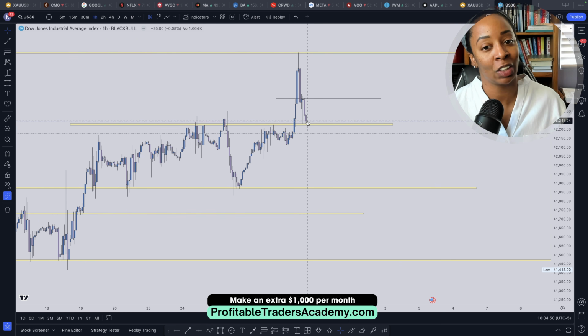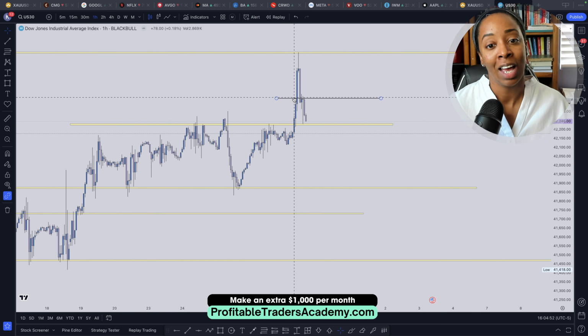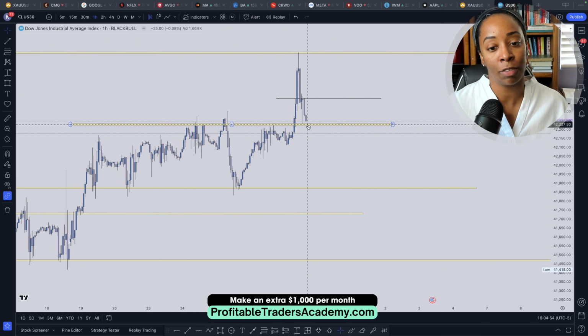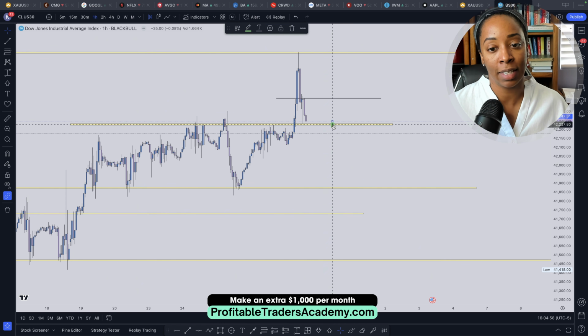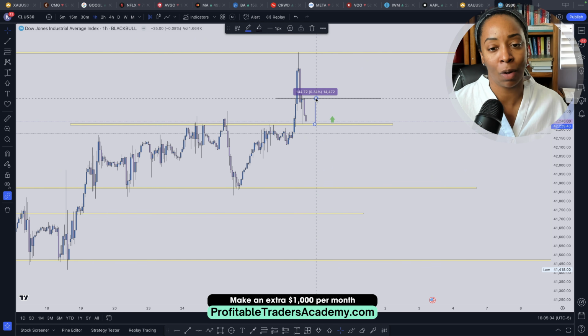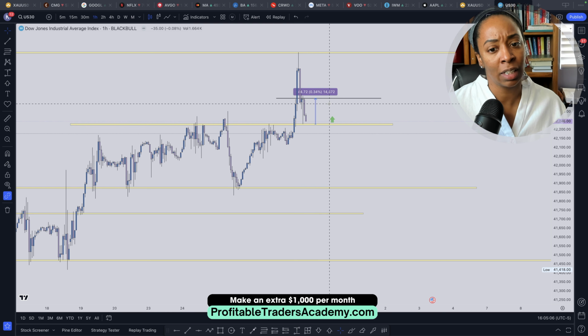So there could be another opportunity for buys, which is why I wanted to mark off this level. And then of course I am looking for buys as long as price is above this level right here. So let's go ahead and see how much range we have on this. Okay, 144. That's more than enough points for me.